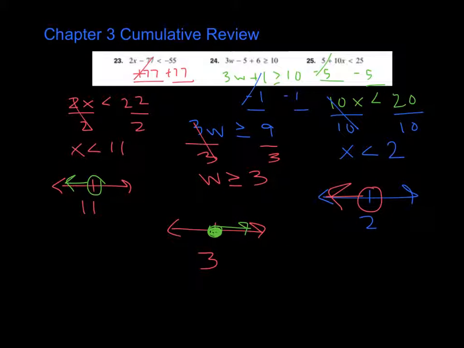On this last one, the opposite of positive 5 was to subtract 5 from both sides, and then I divided by 10. That gives me that x is less than 2. Since it's less than, that's an open circle pointing to the left.